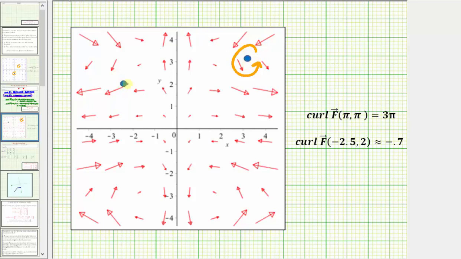This point here is the point negative 2.5 comma 2. Notice at this point the curl is negative, which means to determine the direction of rotation, this time we would take our right hand and point our thumb downward, and as we close our right hand, again our fingers curl in the direction of rotation, which in this case would be a rotation in this direction. So notice how when the curl is negative, the direction of rotation is clockwise.